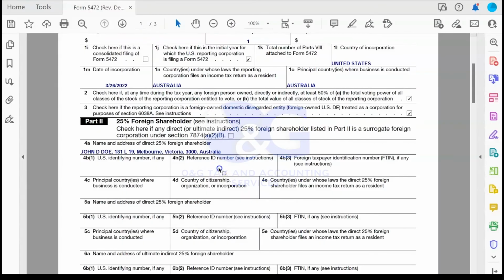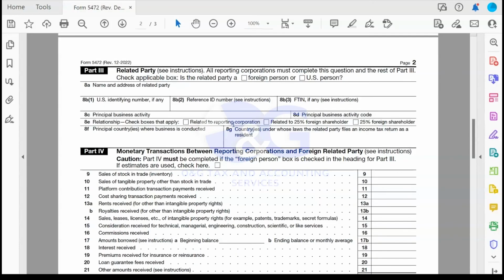I can come up with any number that I want. And once you pick this number, you have to use it continuously every year. You have to continue using it because that's the number the IRS is going to use to reference so many things about your forms. When you're looking for related party, the first related party you cannot escape is yourself.